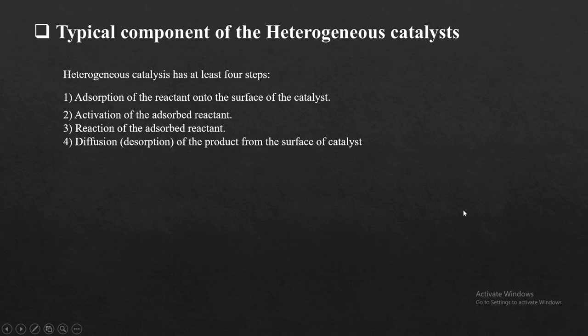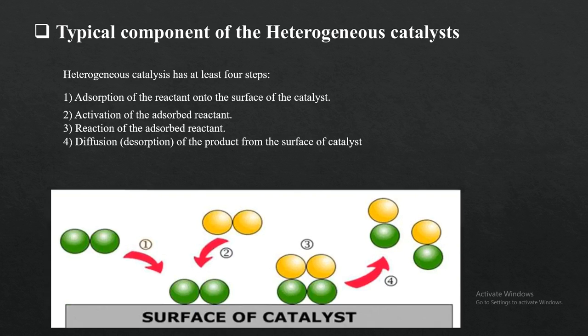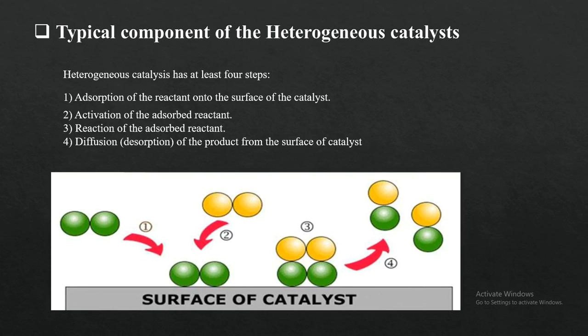Okay. So, typical components of heterogeneous catalysis: heterogeneous catalysis has at least four steps. The first step is adsorption of reactant onto the surface of a catalyst, then activation of the adsorbed reactant, reaction of the adsorbed reactant, and desorption of the product from the surface of the catalyst. In the first step, the incoming species bonds on the active site, and it forms a chemical bond with the catalyst.